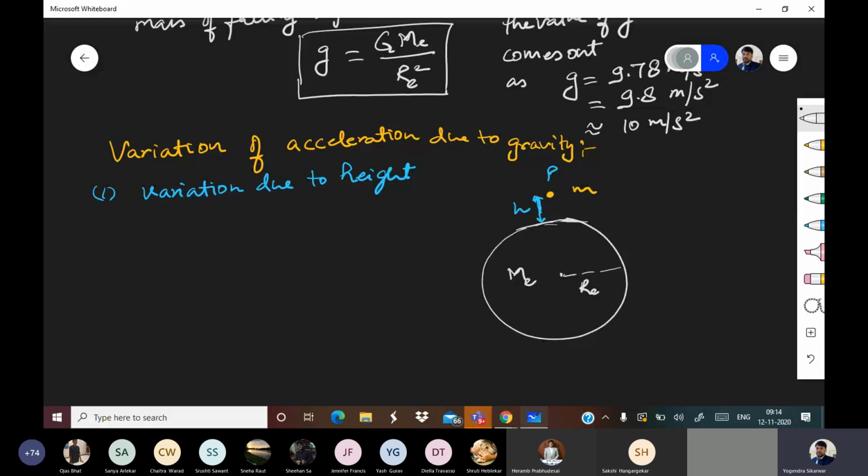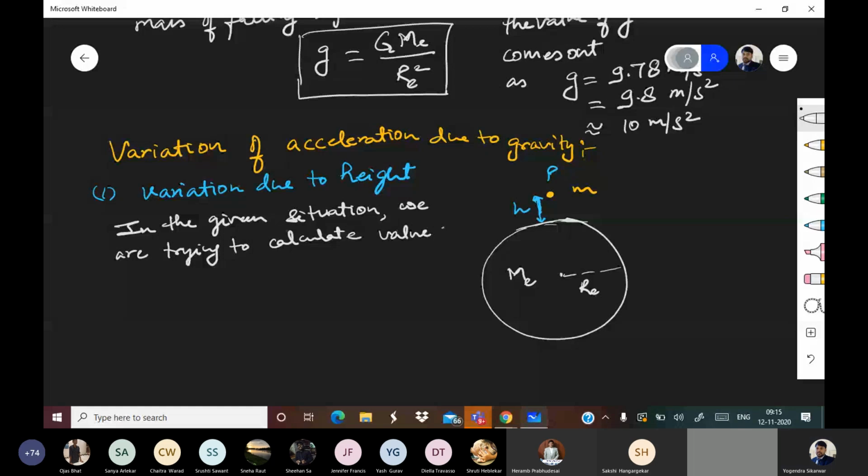Okay. So please write, in the given situation, we need to calculate, or we are trying to calculate, value of g at height h above earth's surface.